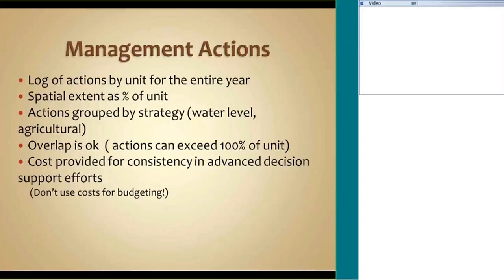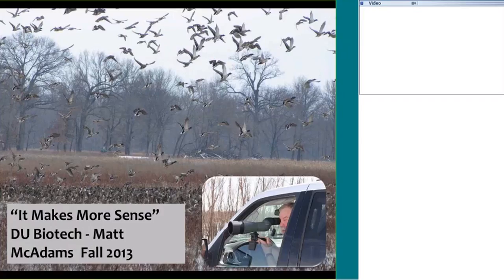We have to use some fairly broad cost estimates for the management actions in the protocol. And there's details and references for where those costs came from in the protocol itself. But the idea is that we have a consistent set of management actions and costs that everybody would be using to build from. And with that, I think that highlights all the major changes to the habitat metrics.